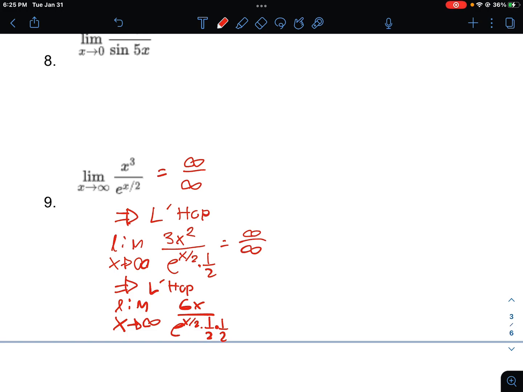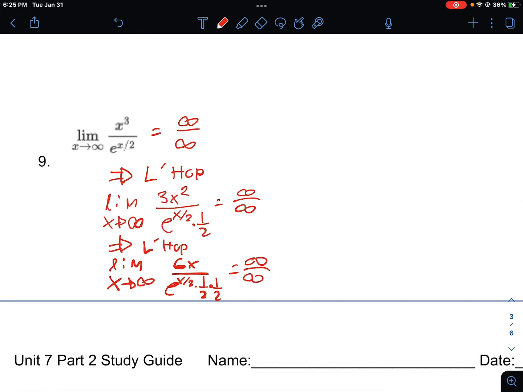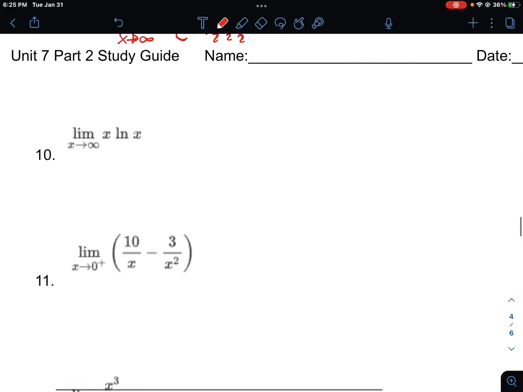Okay, and unfortunately, we're going to have to do this one more time because it's going to give us infinity over infinity again. If you notice, e overpowers it. So we have to do L'Hopital's rule one more time. And we're going to end up getting the limit as x approaches infinity of 6 over e to the x over 2 times 1/2 times 1/2 times 1/2, or 1/8. It doesn't matter. And if you guys look at this, we're going to get a number. We're going to get 6 over infinity, which is going to approach 0. Okay, so that's it. All right, let's keep going.